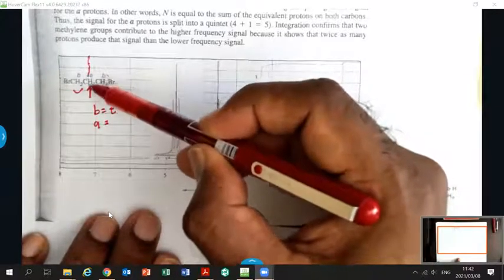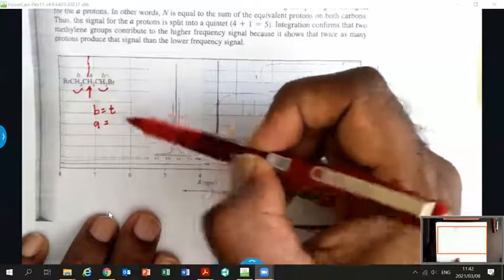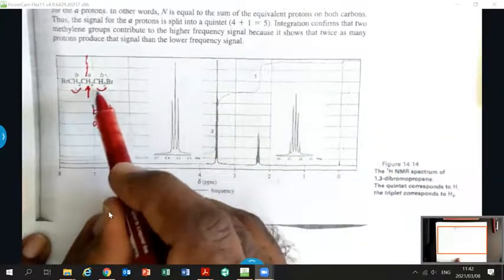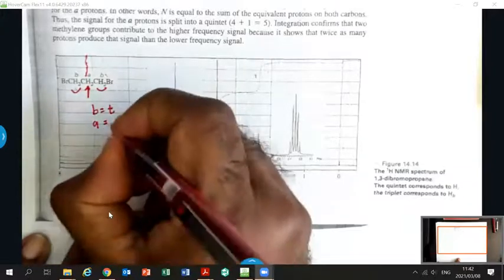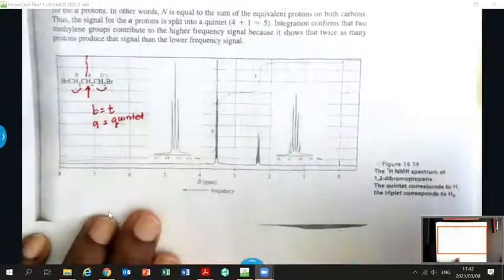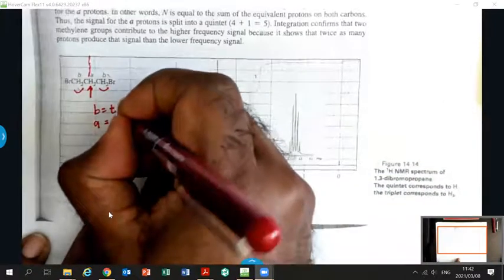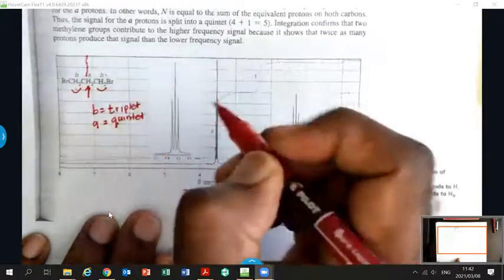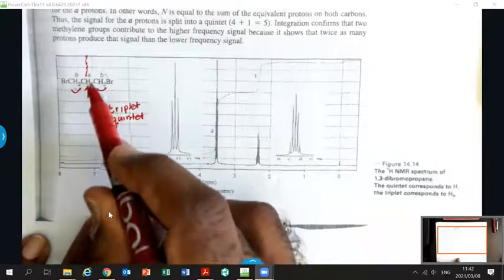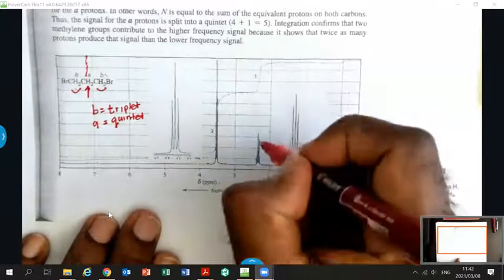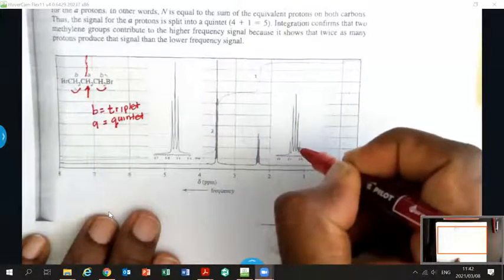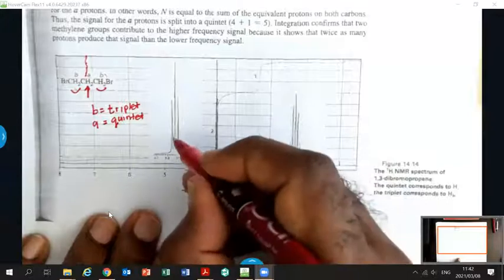So if I apply the n+1 rule to the 4 protons, and I think I did this with you in the other lecture, the n+1 rule applied to 4 equivalent protons is 5, which is a quintet. Right, so I should get one triplet, which is the B signal, and a quintet, which is the A signal. And if I look here, I can't really see what's going on in the spectrum, so they've been nice and expanded it for us.